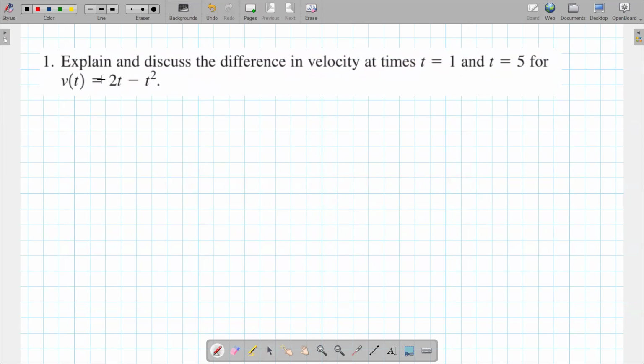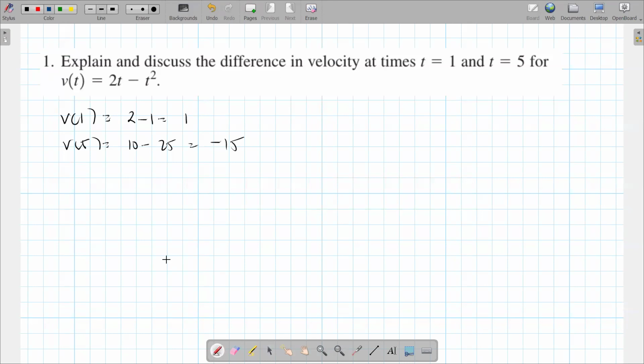So here, explain and discuss the difference in velocity at times t equals 1 and t equals 5 for this function. Alrighty, so v(1), let's just plug it in. v(1) is 2 minus 1, that's 1. v(5), it would be 10 minus 25, it would be negative 15.